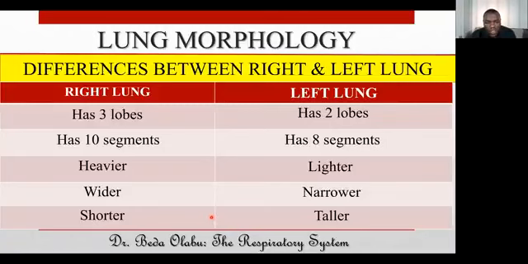So because the right dome of the diaphragm is higher because of the liver dome, the vertical space available for the right lung is shorter compared to the vertical space available for the left lung. That's why the left lung is taller than the right lung. These are the differences between the right and the left lung.